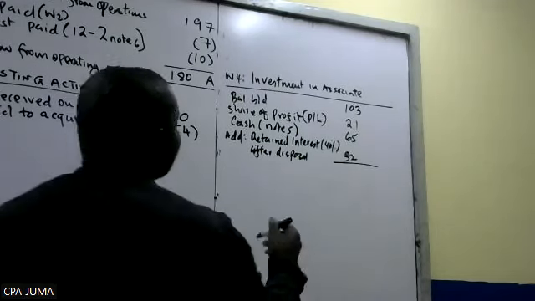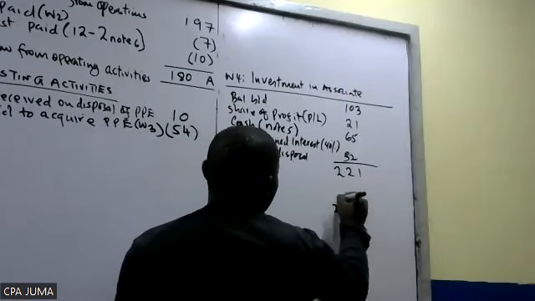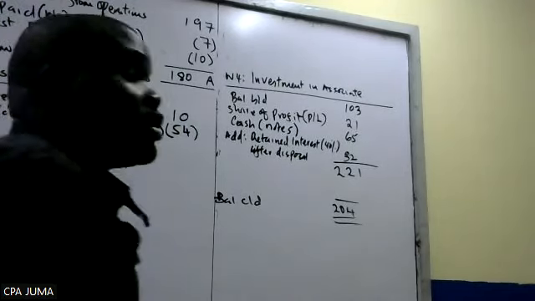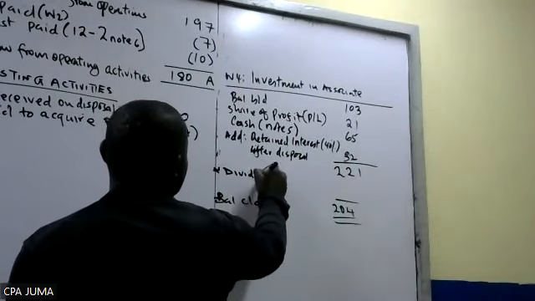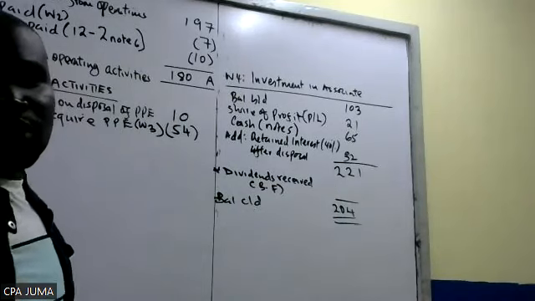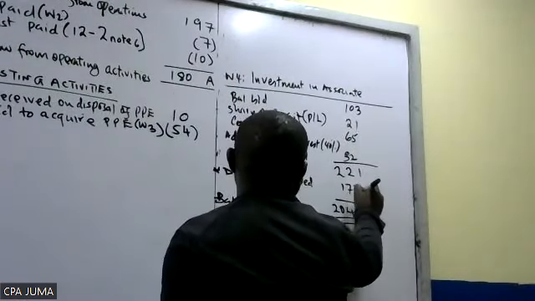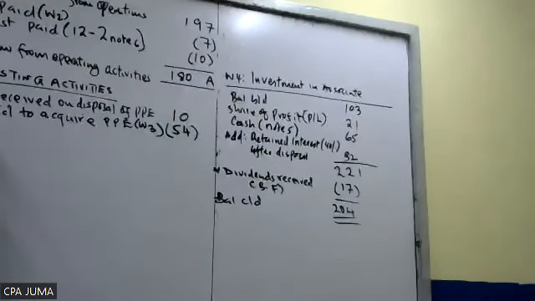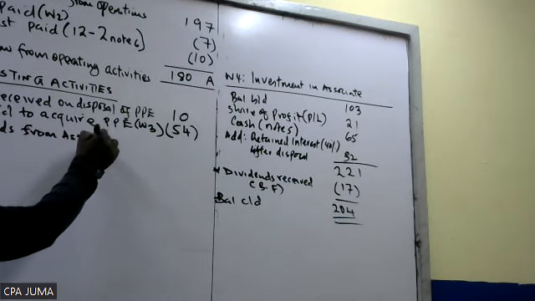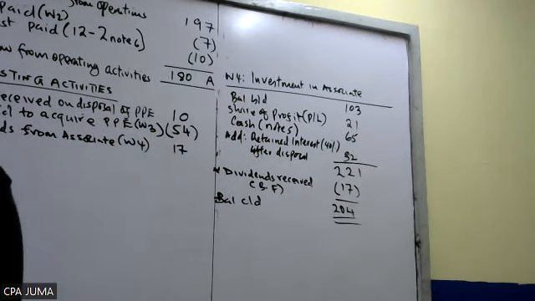We got 221, then it decreased to how much at the end of the year? 204. The decrease in investment in cash flow, we normally assume it is dividends. So the balancing figure is dividends received. Decrease in investment in associate or joint venture is assumed to be dividends. So decrease of how much? 17. Correct. So you bring it to the cash flow. You say dividends from associates, that is 17, a plus because it's an inflow.